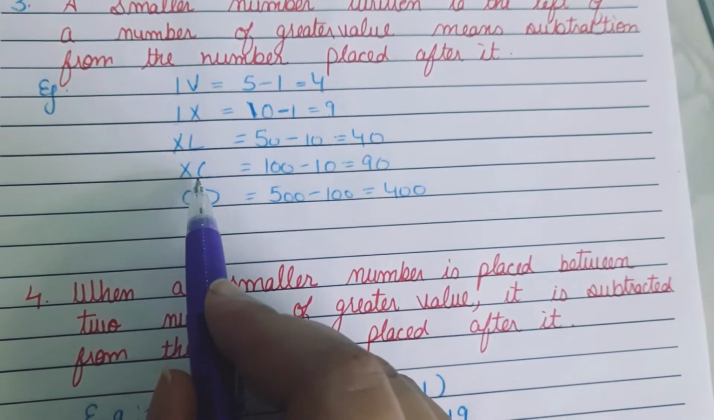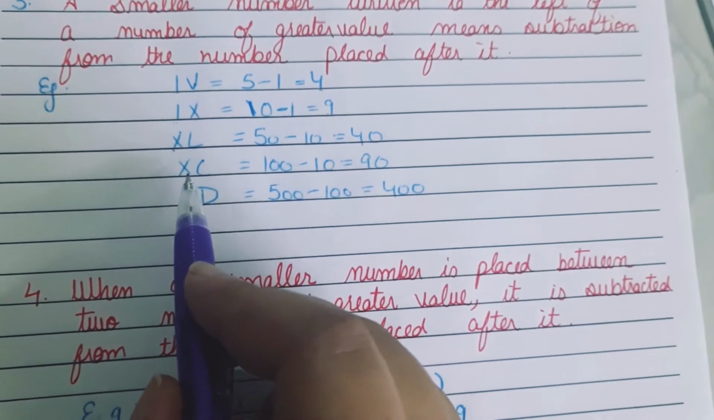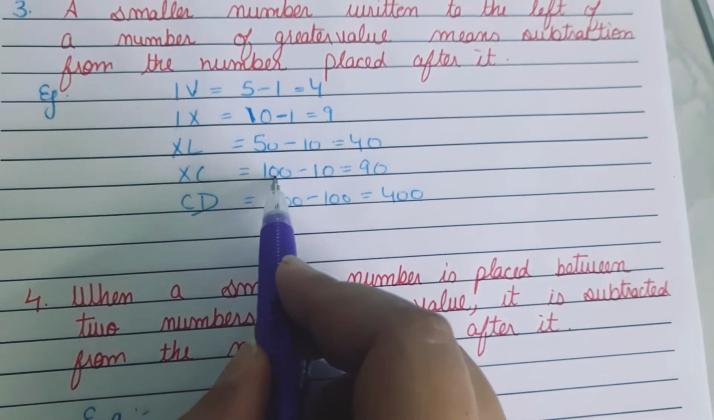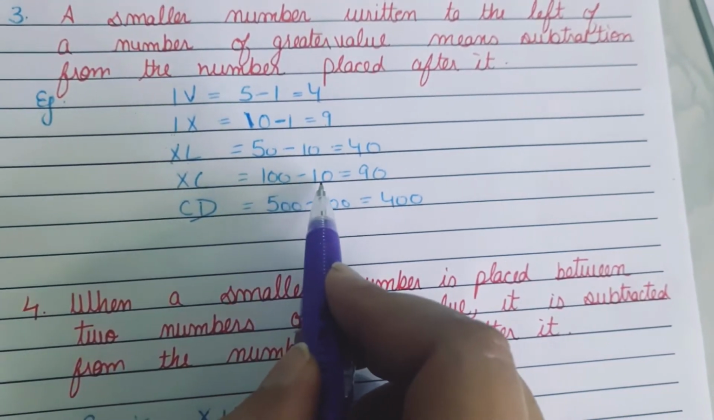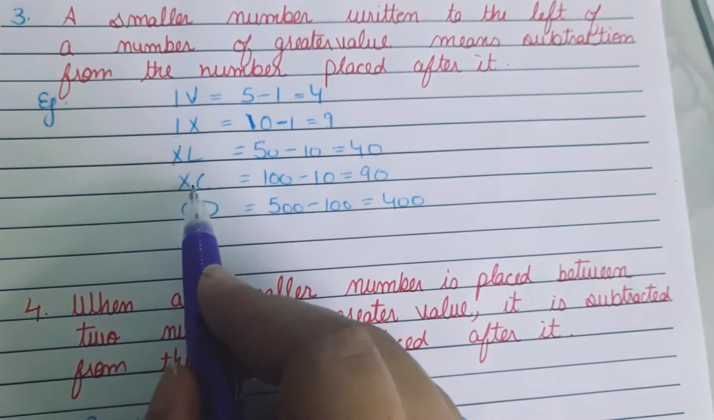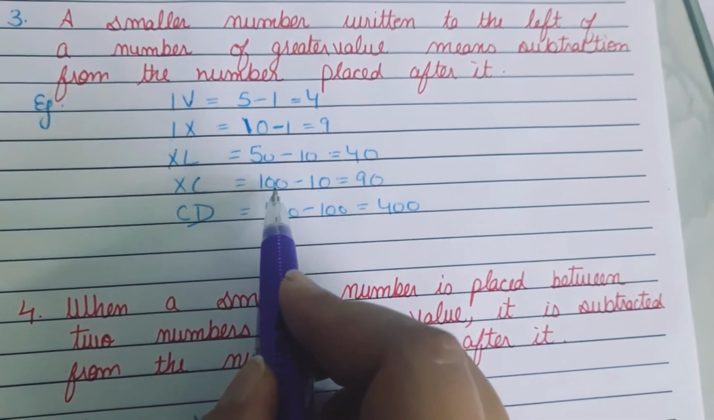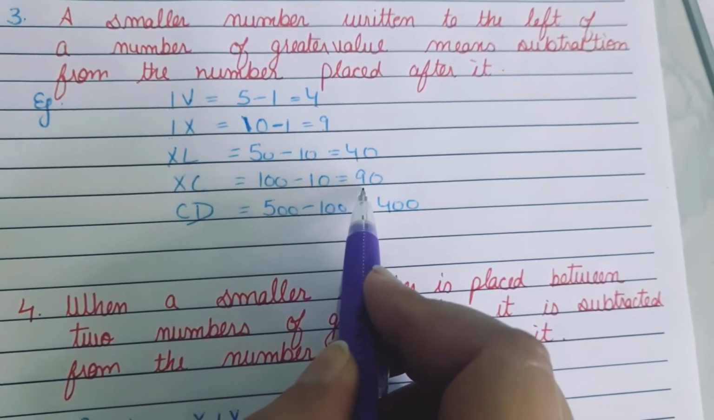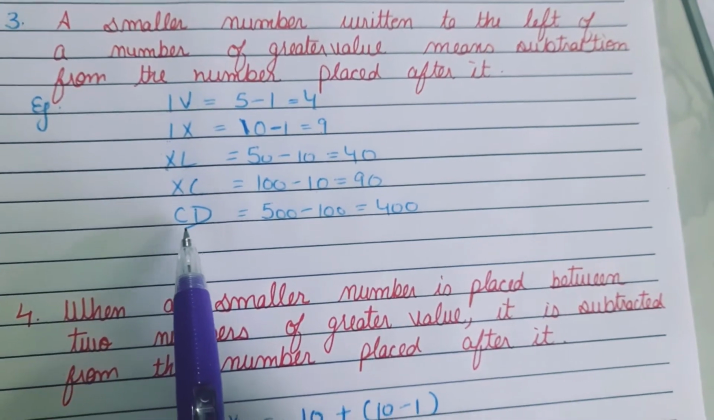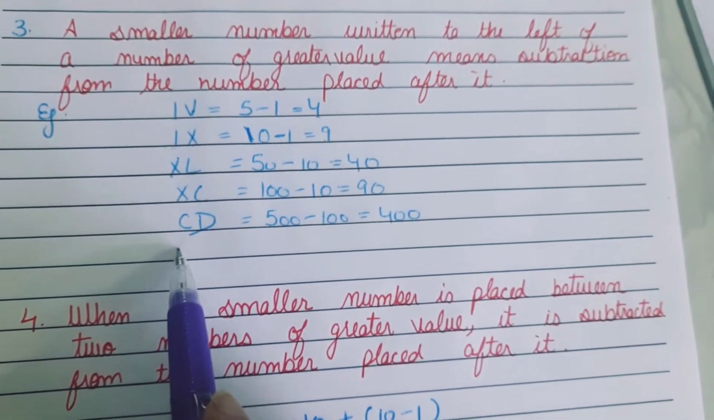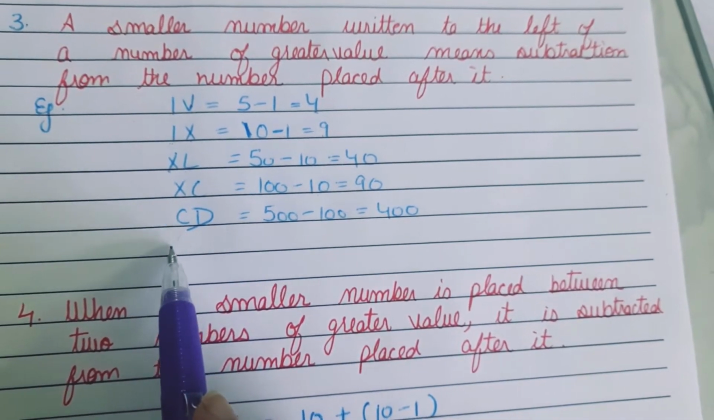Again X and C. Here also X is smaller than C. The value of C is 100 and X is 10, we know. So here X before C means 100 minus 10 equals 90. Again CD. So what is the value of C, beta? Here the value of C is 500.